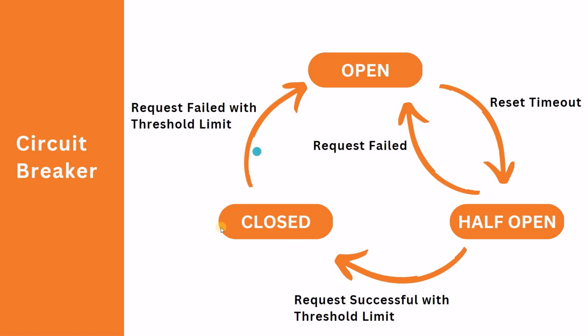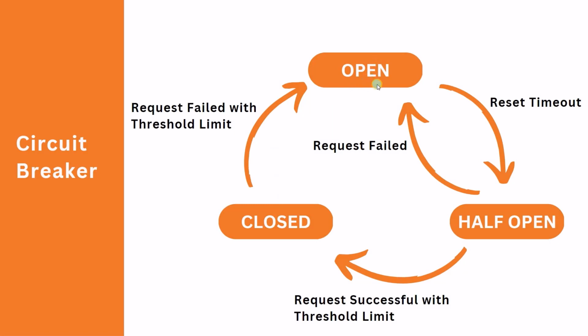For example, initially it's in a closed state. Now if requests fail beyond the threshold limit, and obviously for this we need to provide some threshold, like when we will say it has failed. Maybe the threshold will be 50% of the requests, or maybe 30% or 70%. Based on that it will decide, and if it fails based on the threshold limit, then it will go from closed to open.